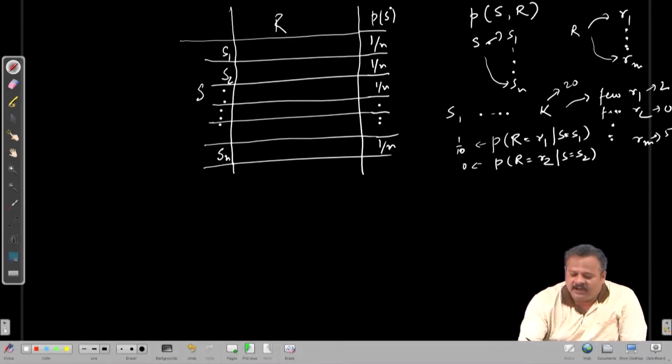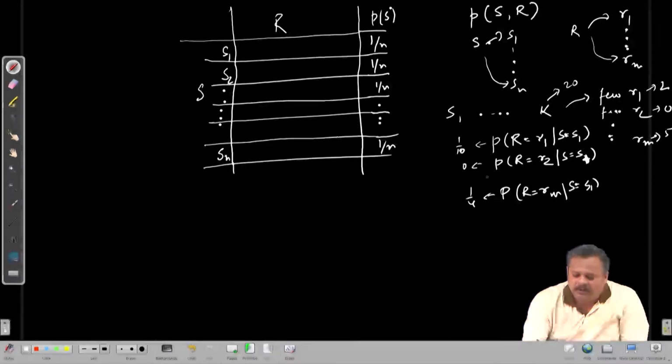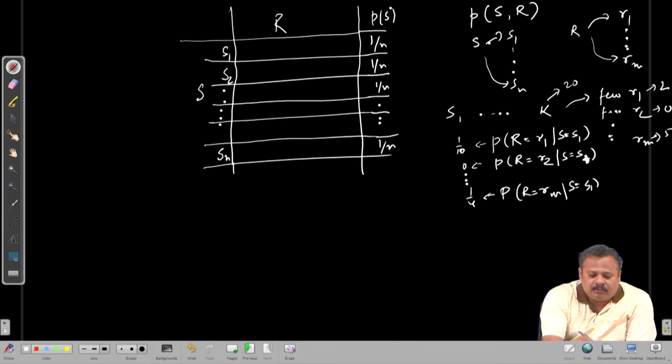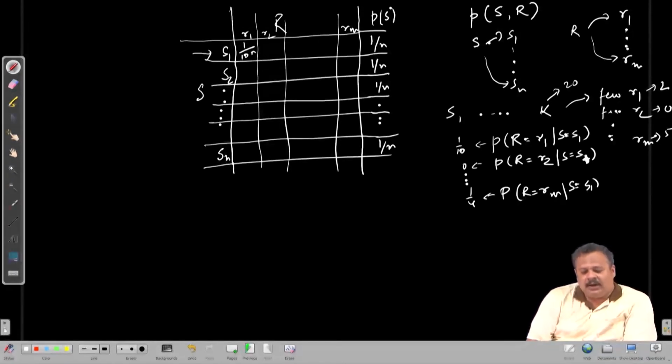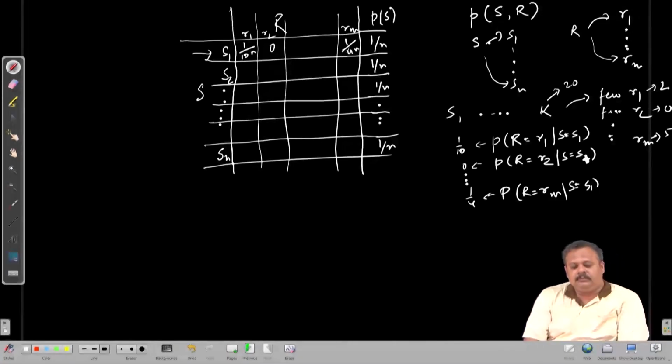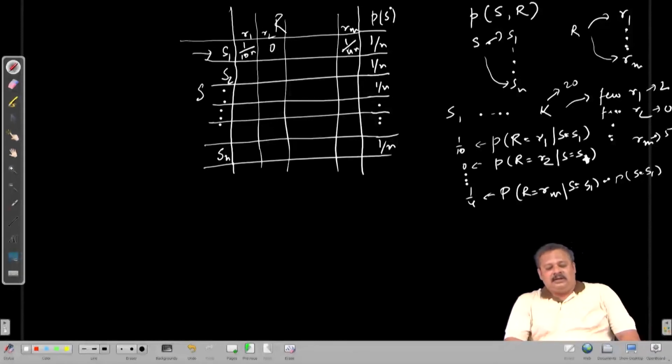Let us say we observed Rm 5 times, then we have the probability of R equals Rm given S equals S1 is equal to 1 by 4, and so on. So, we have the probabilities R1, R2, up to Rm, given the stimulus is S1, which is this particular row here. Based on what we have, 1 by 10 multiplied by the probability of S equals S1, which is 1 by n, which we already have there. This is 0 and this is 1 by 4n. That is, we have now multiplied this by the probability of S equals S1 in order to get the joint probability.